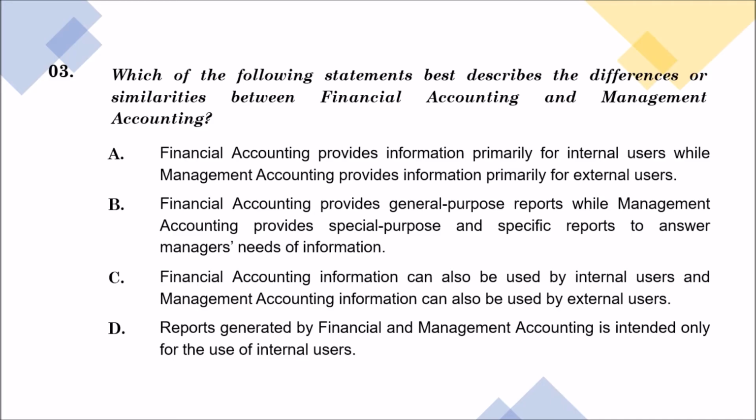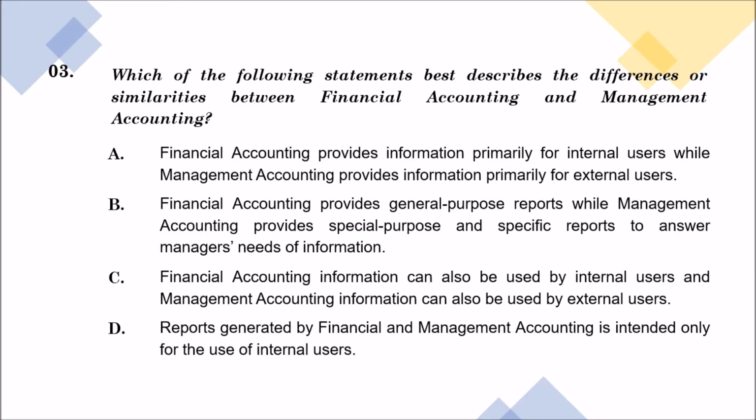Which of the following statements best describes the differences or similarities between financial accounting and management accounting? A. Financial accounting provides information primarily for internal users, while management accounting provides information primarily for external users. B. Financial accounting provides general purpose reports, while management accounting provides special purpose and specific reports to answer managers' needs of information. C. Financial accounting information can also be used by internal users, and management accounting information can also be used by external users. D. Reports generated by financial and management accounting is intended only for the use of internal users.